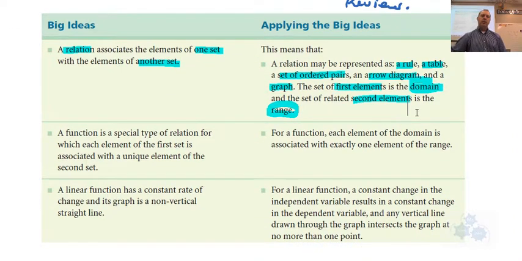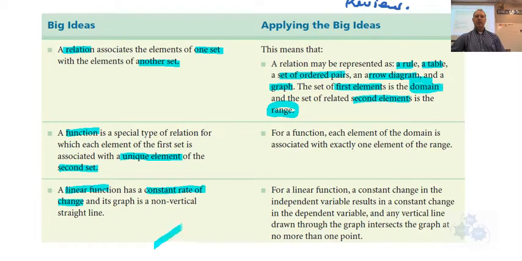A function is a special type of relation in which each element in the first set has one and only one element in the second set. So that means it's associated with a unique number or variable quantity in the second set. So a function is a one-to-one relationship. A linear function has a constant rate of change.